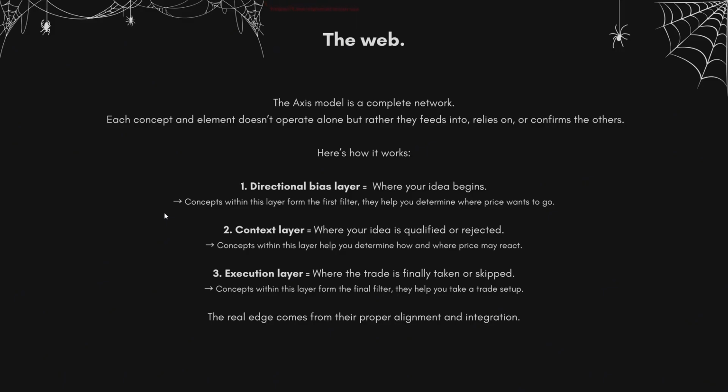Okay, instead, I've designed it so that it's a web. Okay, it's a web. The access model is a web. It's a complete network. And within this network, each concept and each element does not operate alone, but rather each one of them is integrated with each other in a way that they feed into one another, rely on one another, and confirm each other. Okay? None of this stuff exists in isolation.